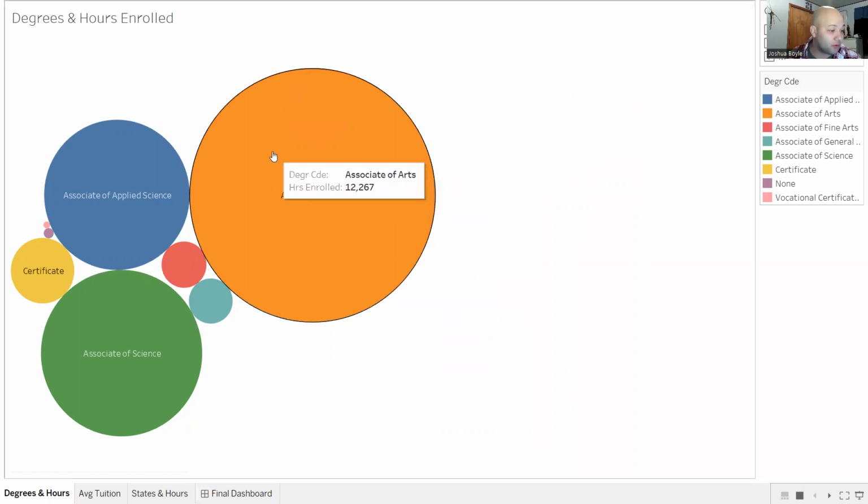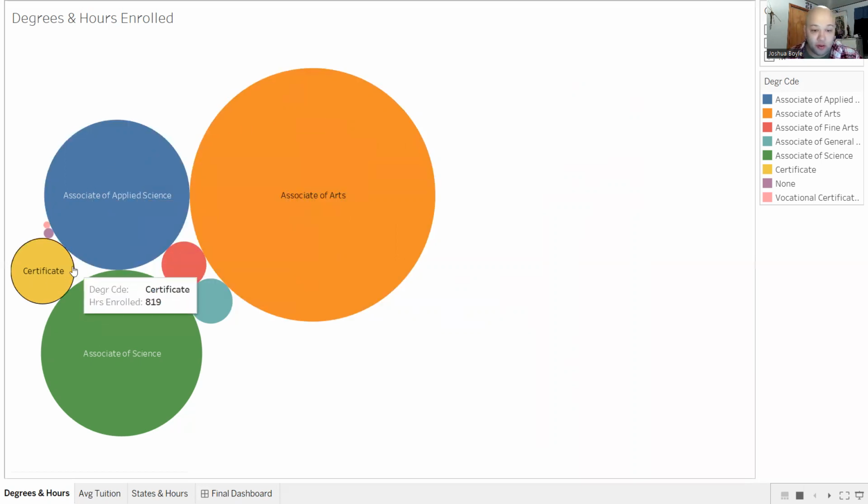So as we can see here, if you scroll over it, you can see the hours enrolled by these particular students for different programs here. The packed bubble chart shows varying sizes, with each circle representing a combination of hours enrolled and the type of associate degree earned by a student. By using these packed bubbles, we can quickly and easily visualize the distribution of hours and the types of associate degrees earned by the student population, as well as identify any patterns or trends that may exist.